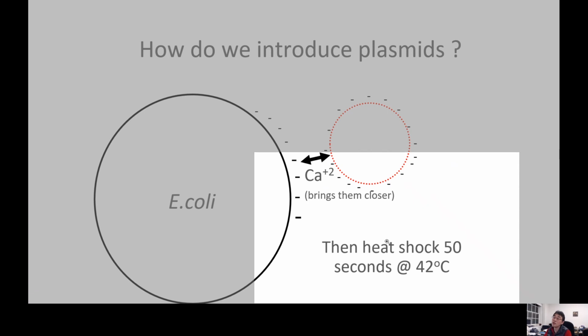Now, remember, this is 50 seconds exactly, not 51, not 49, but 50.0 seconds exactly, because transformation efficiency is greatly affected. If it's 51, you may not get as good a transformation efficiency. If it's 49 seconds, it may not work as well either. So be very diligent to get 50 seconds at 42 degrees Celsius.